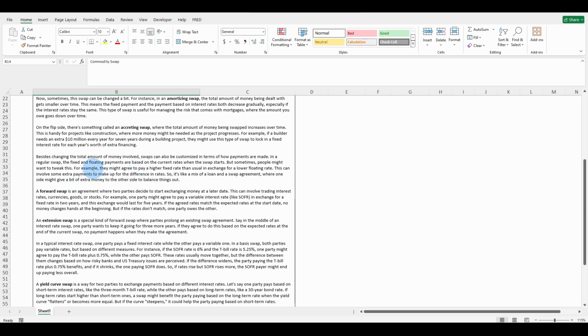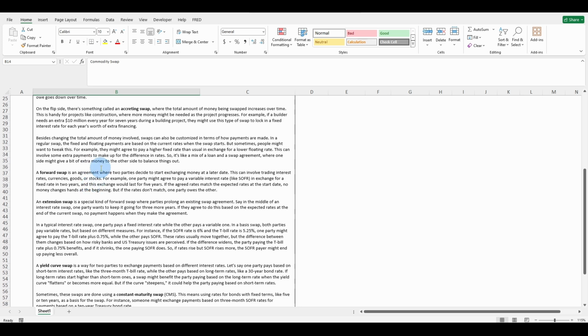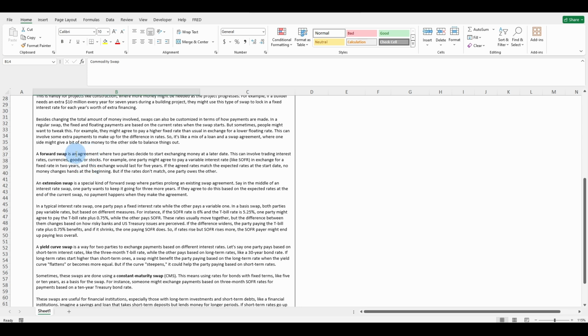Besides changing the total amount of money involved, swaps can also be customized in terms of how payments are made. In a regular swap, the fixed and floating payments are based on the current rates when the swap starts, but sometimes people might want to tweak this. For example, they might agree to pay a higher fixed rate than usual in exchange for a lower floating rate. This can involve some extra payments to make up for the difference in rates, so it's like a mix of a loan and a swap agreement, where one side might give a bit of extra money to the other side to balance things out.